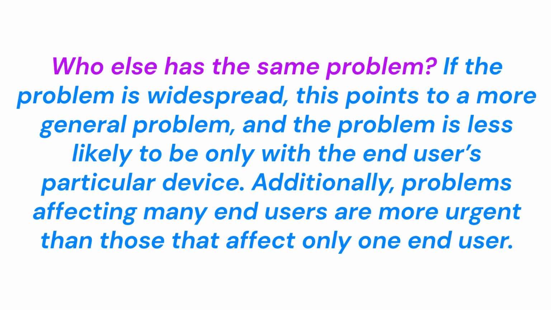Detailed classification and initial support. After an end user contacts the help desk, staff should attempt to classify the problem and then determine the problem's scope and urgency. You and your fellow help desk staff can do this by asking end users specific questions about their problems, such as, who else has the same problem? If the problem is widespread, this points to a more general problem, and the problem is less likely to be only with the end user's particular device.